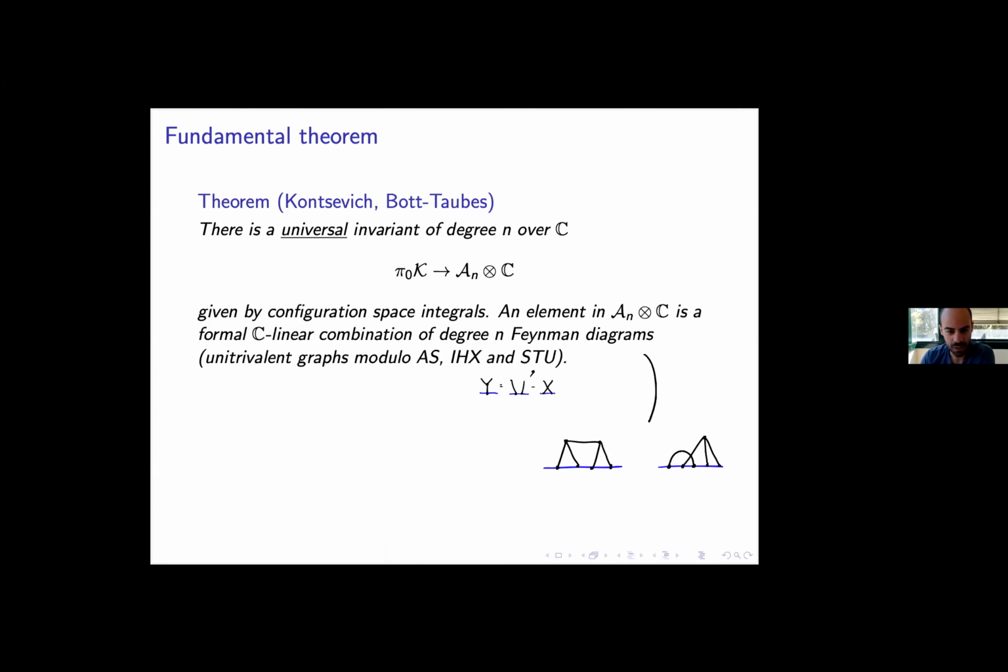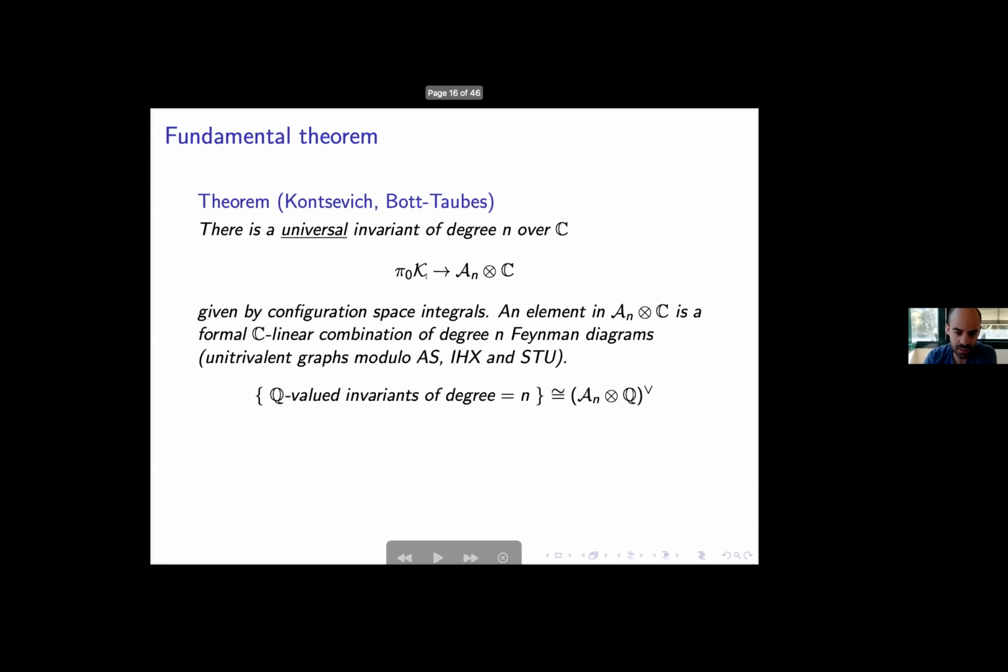Right, so this is a classification in the sense that, as I said, all the type n invariants factor through this. In particular, the complex valued degree n invariants, or maybe rational valued degree n invariants, are essentially functionals on this vector space. Okay, this is just a dual construction. So it gives you a classification of all invariants.